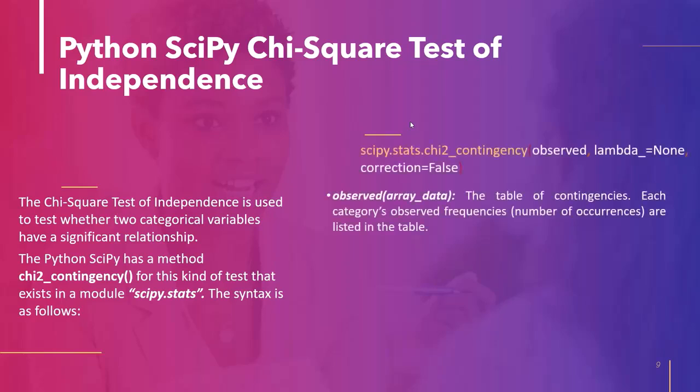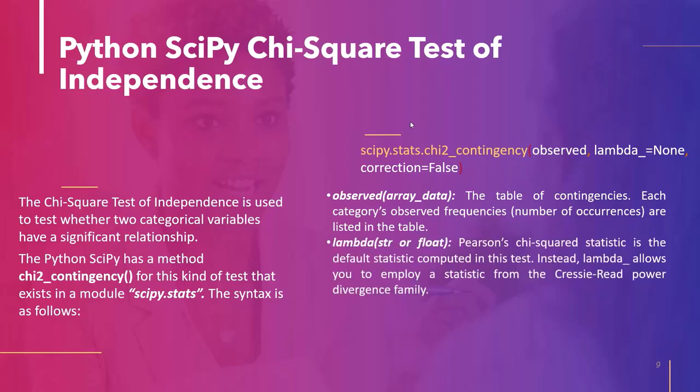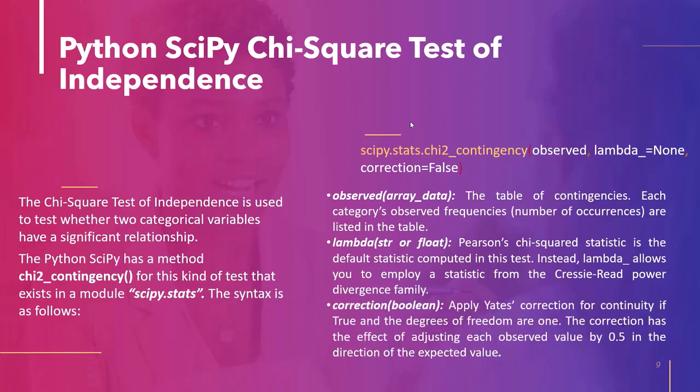where the parameters are observed, which represents the table of contingency. Lambda, which allows us to use a statistic from the Cressie-Read power divergence family. Correction, if true and the degrees of freedom is 1, then it applies a correction for continuity. Let's understand with an example.